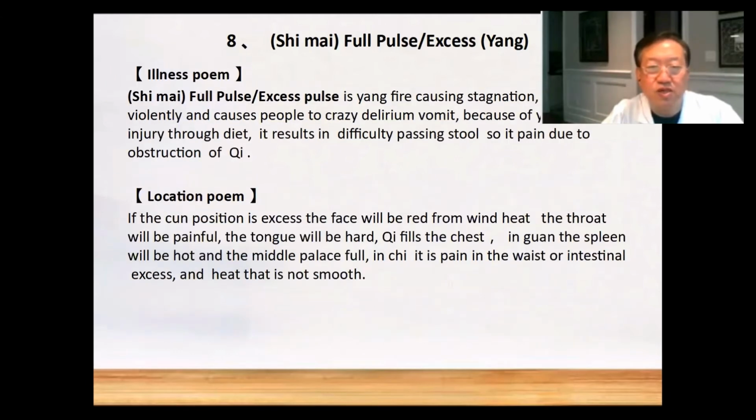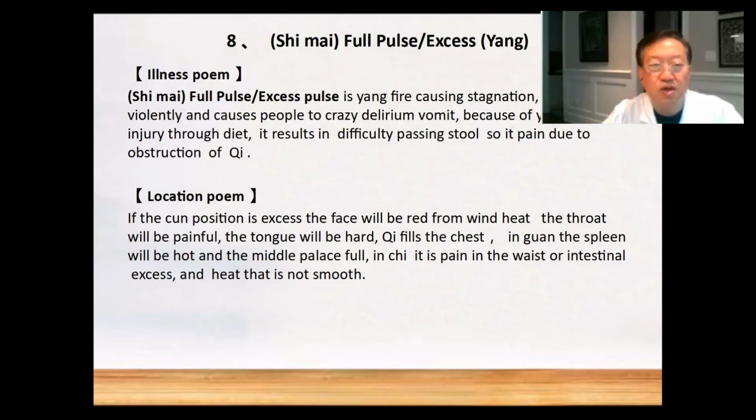8. Semai, full or excess pulse, is in the yang category. Semai, full or excess pulse, is yang fire causing stagnation. It comes violently and causes people to become crazy, delirious, and vomit. Because of yang poison injury through diet, it results in difficulty passing stool. So its pain is due to obstruction of qi.